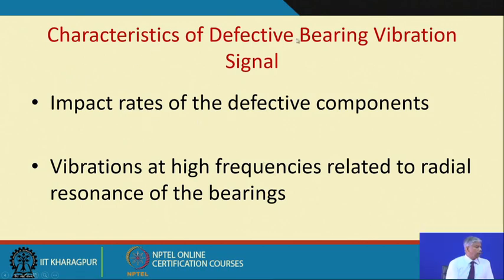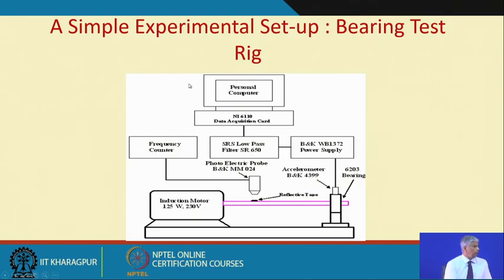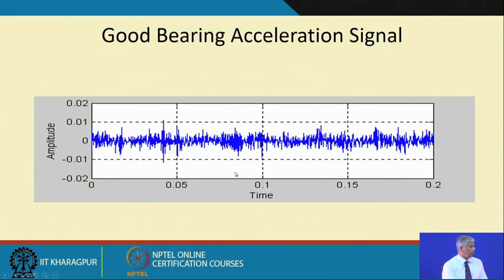Okay. So, characteristics of defective bearing vibration signals: impact rates of the defective components, and vibrations at high frequencies related to radial resonance of the bearings. So, we just discussed these, and for those of you who want to do certain experiments in the laboratory, this is actually a bearing test rig. We have a motor driving a housing where there is a bearing. We put an accelerometer with the power supply. We have a filter, and then we have a data acquisition system and then a personal computer. We have a photoelectric probe to measure the speed.